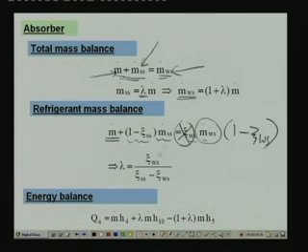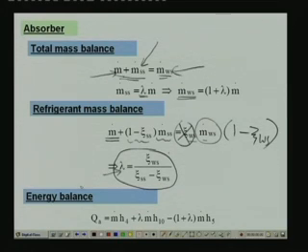From this equation, if you combine these two equations, you can find an equation for the circulation ratio in terms of the concentrations. This equation is important because once you know the concentrations, you can easily find the circulation ratio. The circulation ratio is an important parameter because the COP of the system depends upon it.